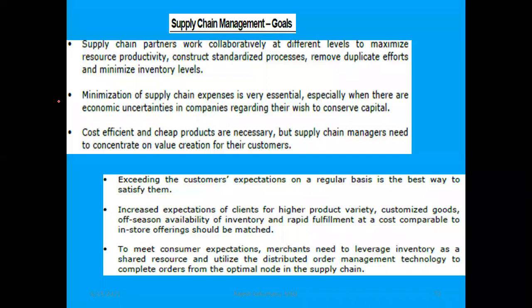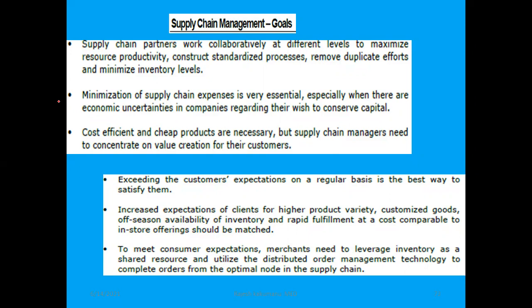Now, the supply chain management goals. For every business, we have some goals. The supply chain partners work collaboratively at different levels to maximize resource productivity, construct a standardization process, remove duplicate efforts, and minimize inventory levels. Minimization of supply chain expenses is very essential, especially wherein there are economic concerns. So we have the economic concept. Cost efficient and cheap products are necessary.